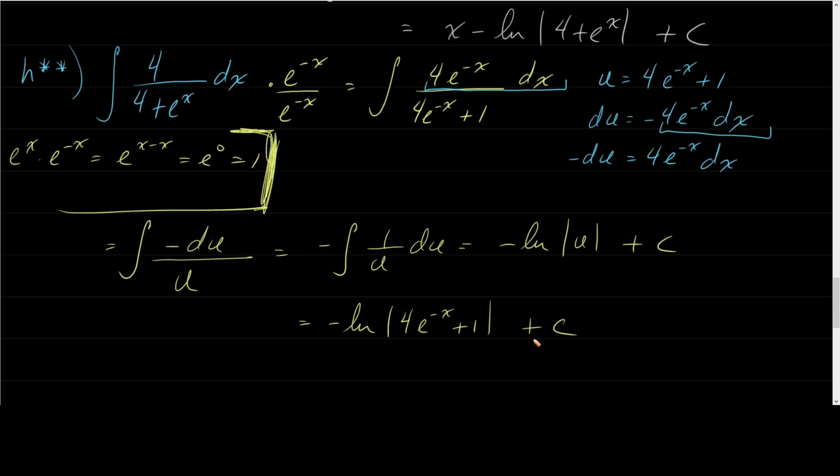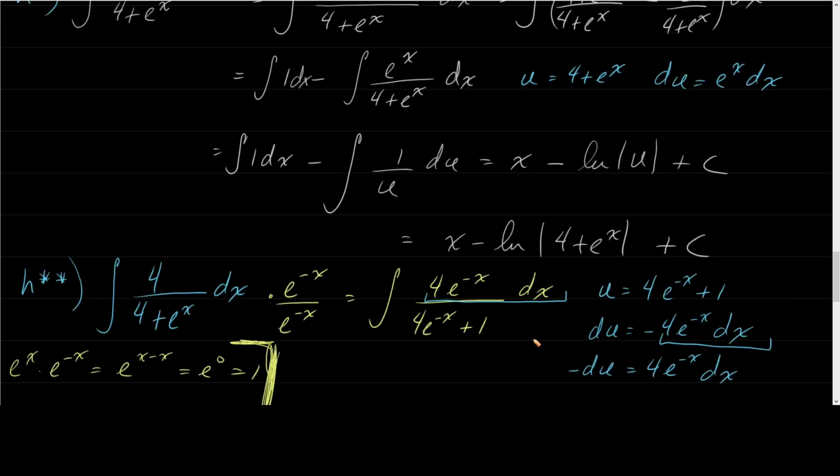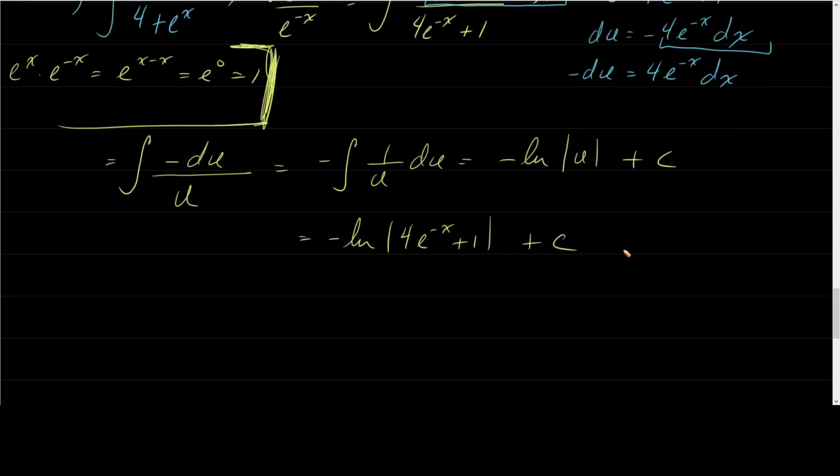But now, that is not the same answer we had before, right? Look at this. We have x minus ln of 4 plus e to the x. So let's see where we went wrong. Well, in fact, we didn't go wrong anywhere. What we can do here is rewrite this.